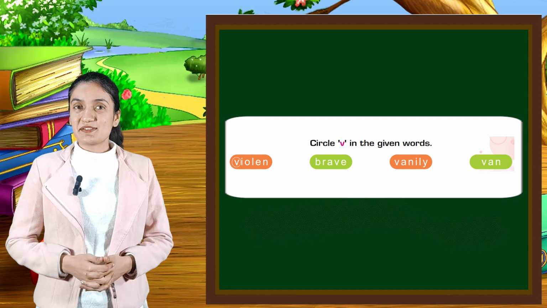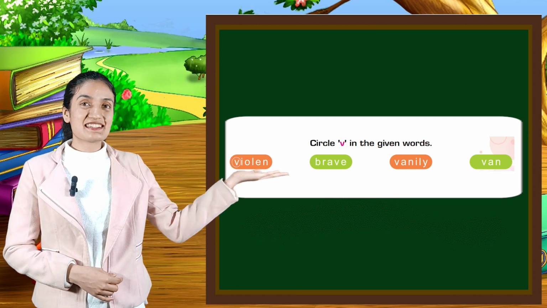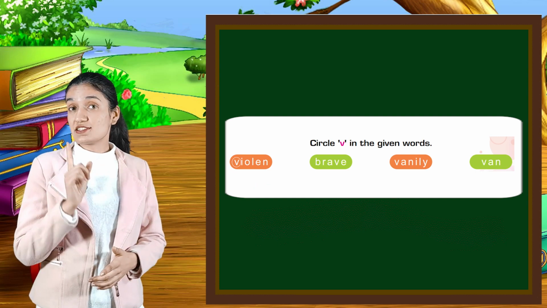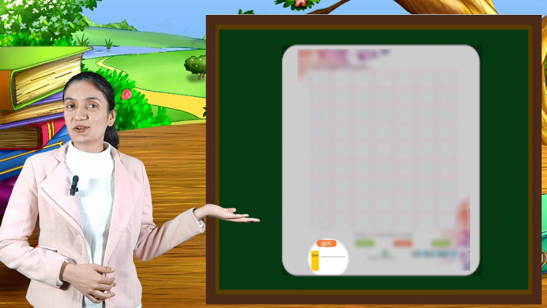Circle V in the given words. Violin, brave, vanilla and van. So kids, find V and circle the V. Mention the date in your notebook.